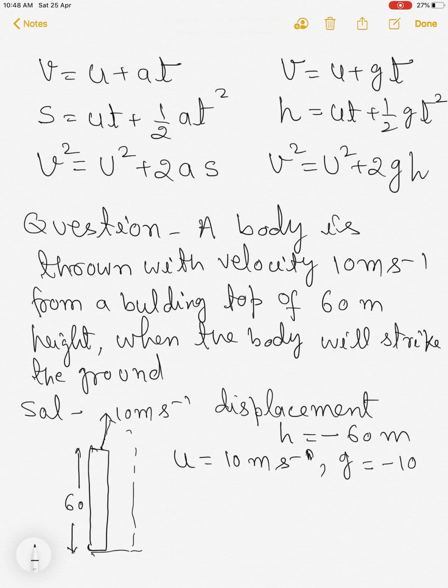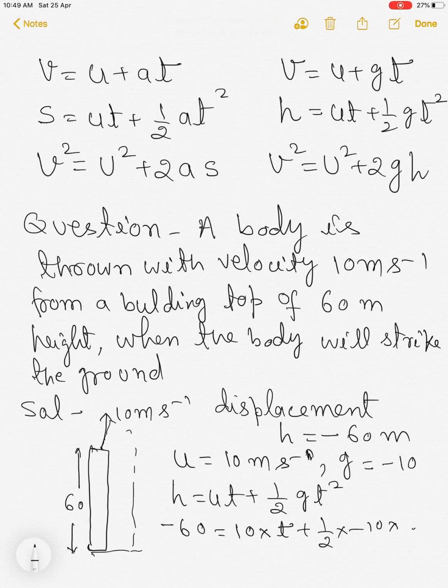Now we will use the second equation, h = ut + half gt square. Now put the values: minus 60 equals u is 10, we want to find the time t, into t plus half into minus 10 into t square. Then we will get the quadratic equation, 5t square minus 10t minus 60 is equal to 0.